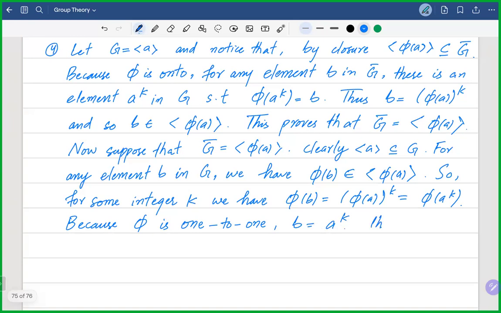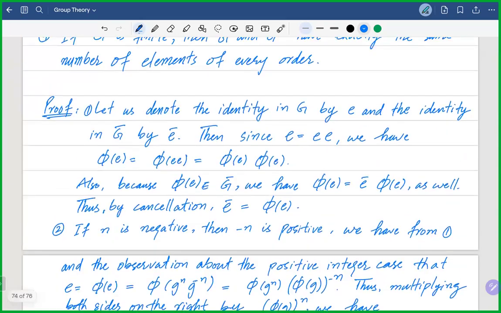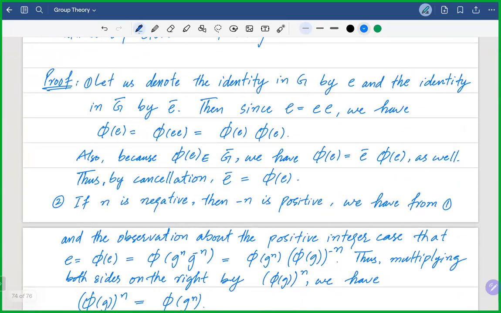Now this proves that the subgroup generated by A is actually equal to G. And that completes the proof of the theorem, because we have said that phi follows from properties 1 and 2, 6 follows from property 2, and 7 follows from property 5. And that's it.